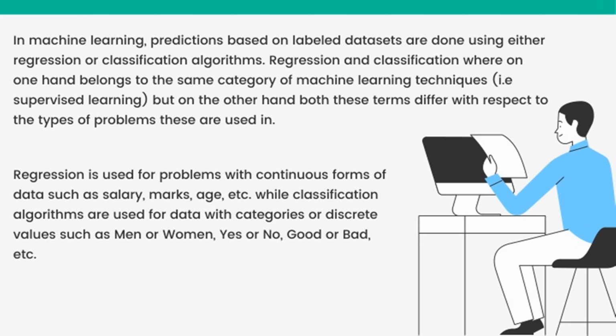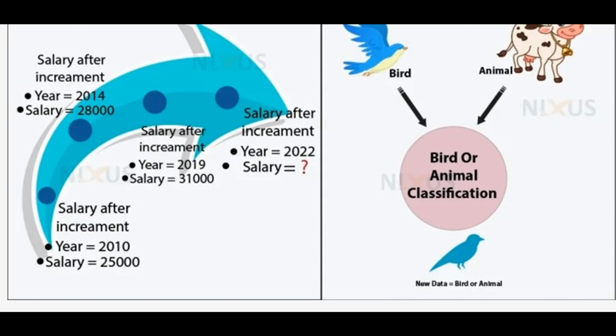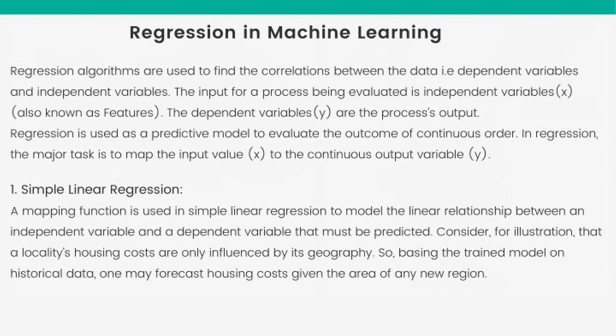Regression in machine learning. Regression algorithms are used to find the correlations between the data, i.e. dependent variables and independent variables. The input for a process being evaluated is the independent variables, x, also known as features. The dependent variables, y, are the process's output. Regression is used as a predictive model to evaluate the outcome of continuous order. In regression, the major task is to map the input value, x, to the continuous output variable, y.